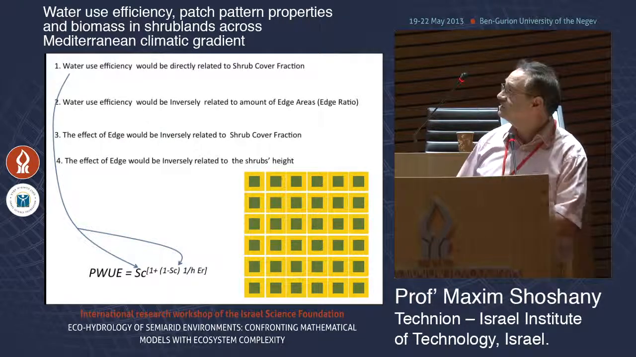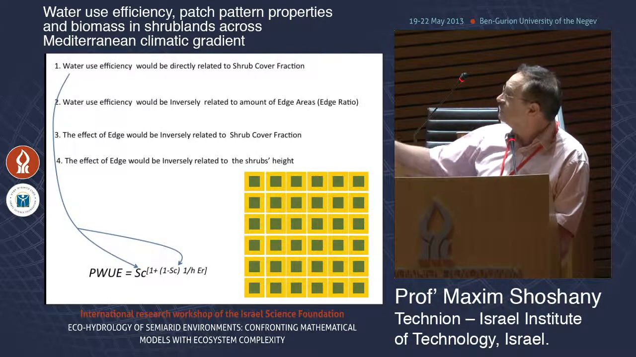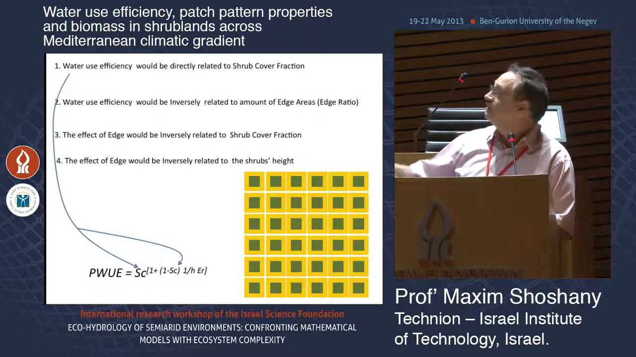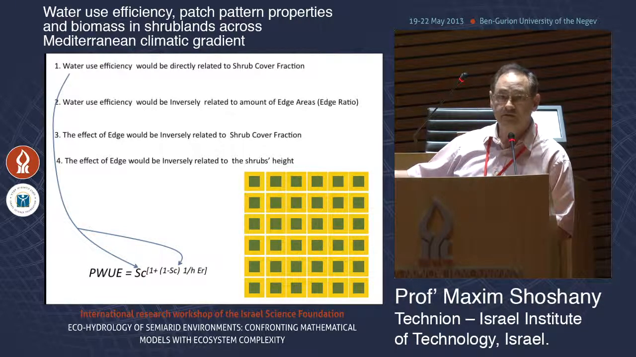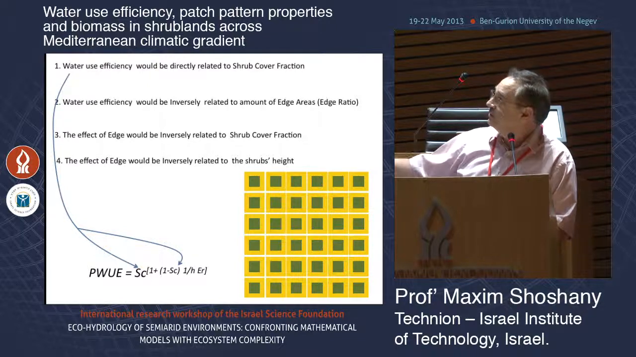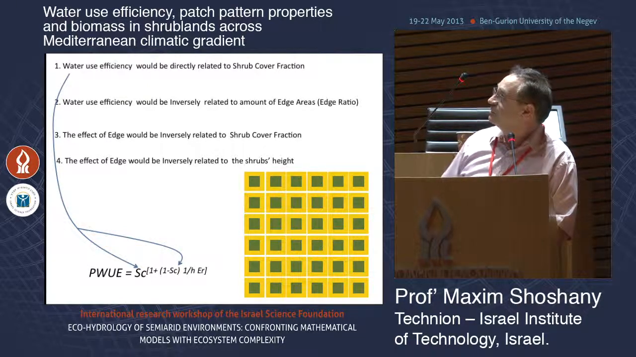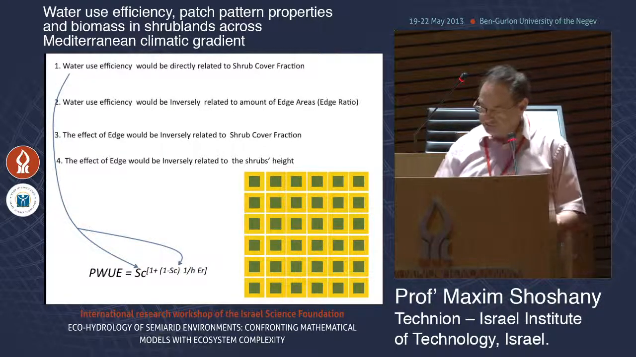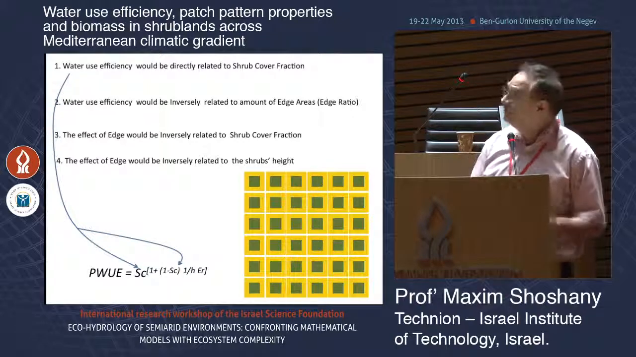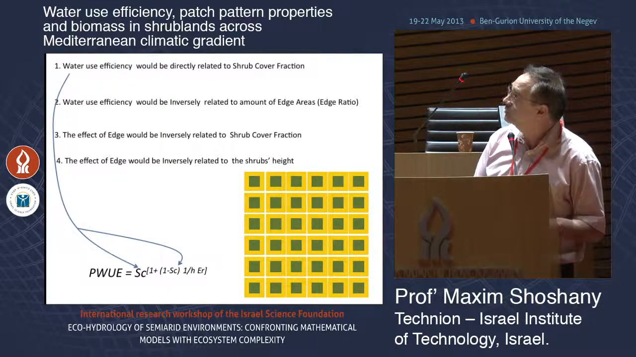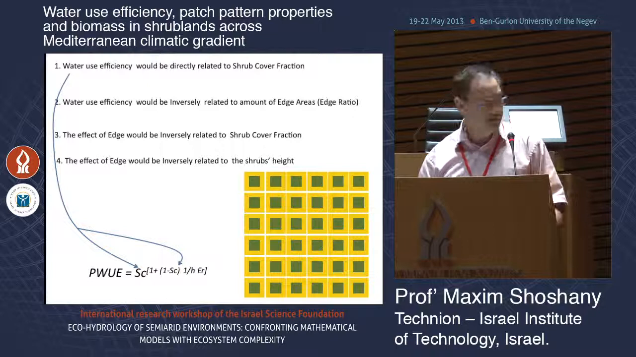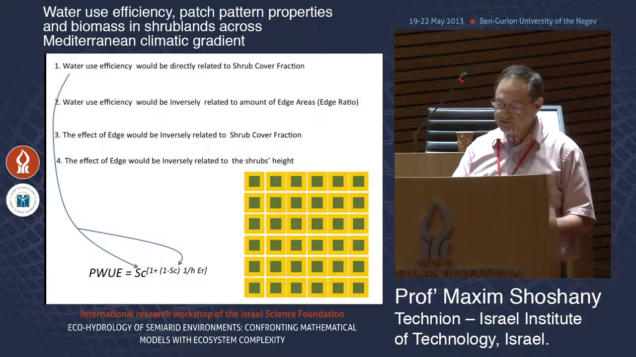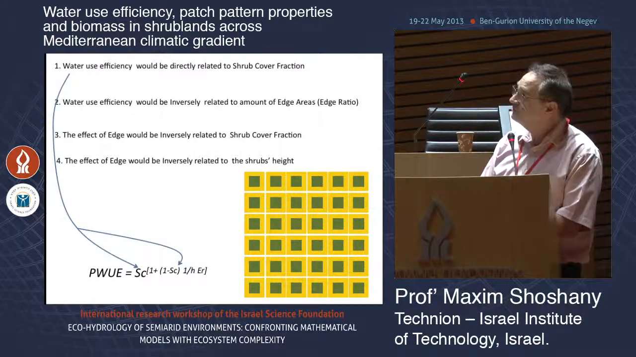If you look at this here, we have adjacent patches and no bare surfaces, so there is no heating, although there is high edge ratio. So in that case, we'll realize that as the vegetation cover is increasing, the edge effect is decreasing. The effect of the edge would be inversely related to the shrub's height, as we have seen in the earlier slide.